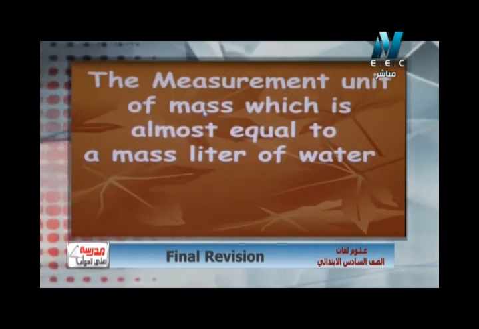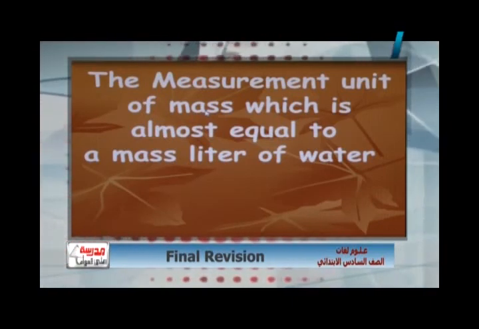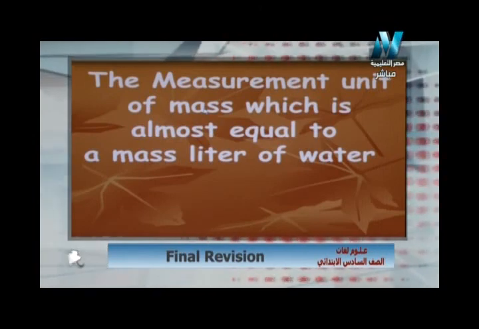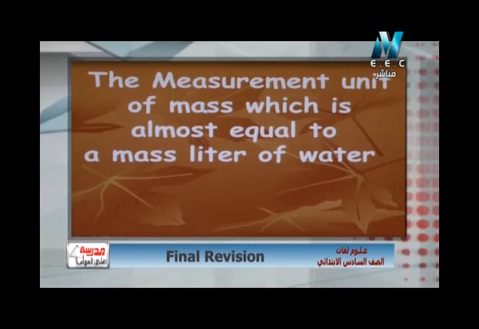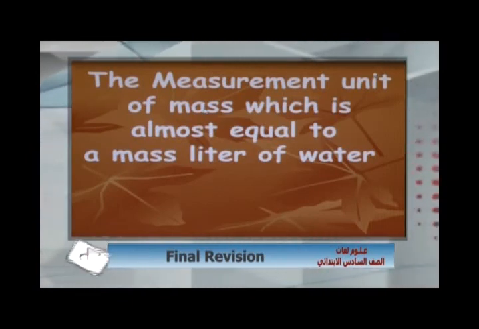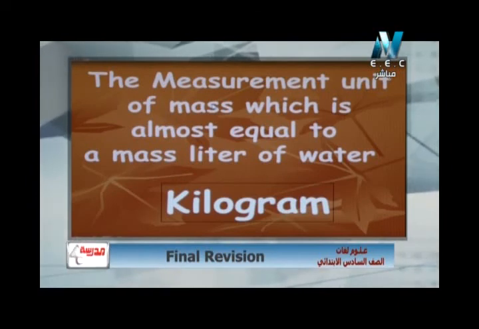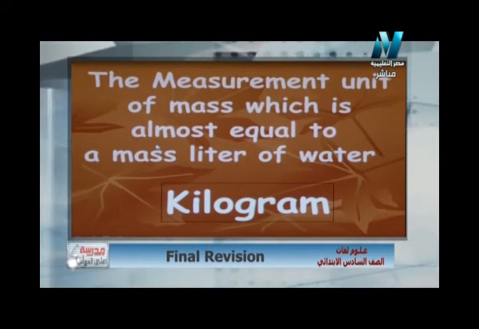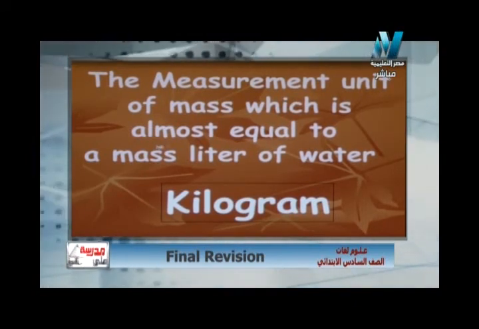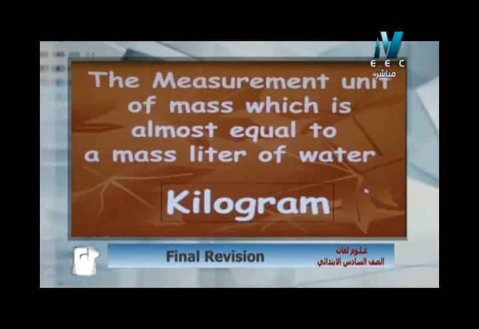Another question. The question says the measurement unit of mass which is almost equal to the mass of a liter of water. هنا السؤال محتاج تخصص. بيقول لي وحدة قياس للكتلة، واحنا عارفين جرام، كيلوجرام، طن، لكن كمان بيقول لي بتساوي mass of liter of water. Surely it will be the kilogram. Kilogram, not ton, not gram. The measurement unit of mass which is almost equal to the mass of a liter of water, it will be the kilogram, بتساوي تقريبا كتلة لتر مية.